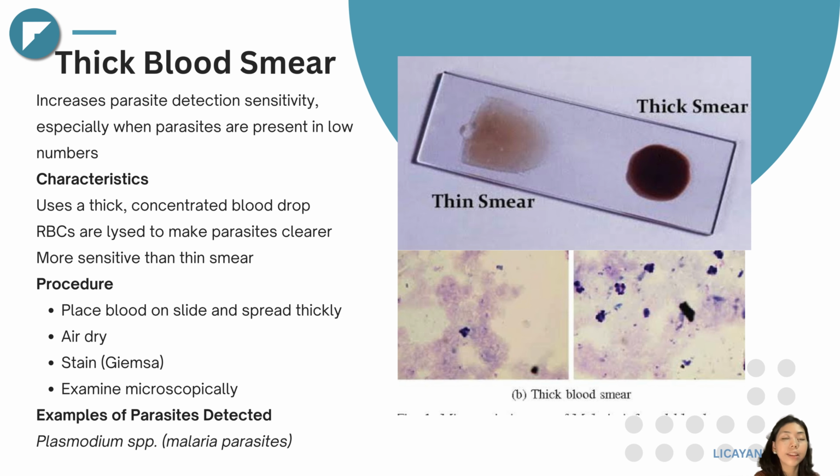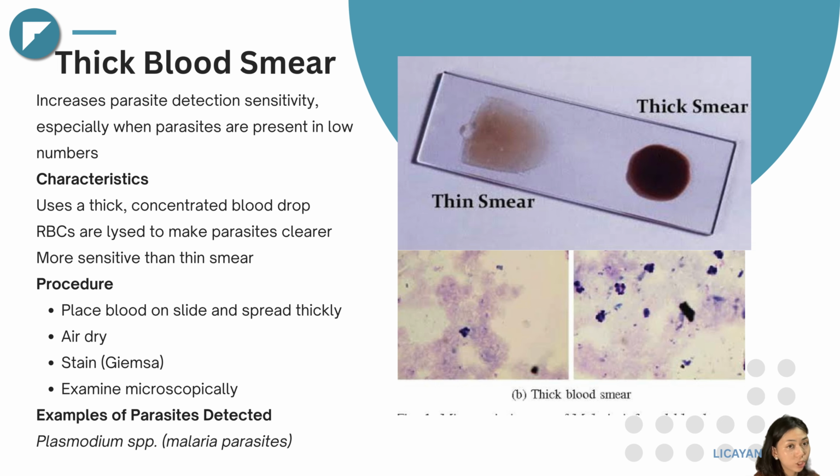On the other hand, the thick blood smear is used to increase sensitivity. Here, several drops of blood are placed and not fixed, allowing red blood cells to break down. This concentrates the parasites in one area, making it much easier to detect infections even when parasite numbers are low. They are then air dried and stained with Giemsa stain. Red blood cells are lysed during staining, making parasites easier to detect and increasing sensitivity. Some of the parasites that we can detect are Plasmodium falciparum and Trypanosoma species.